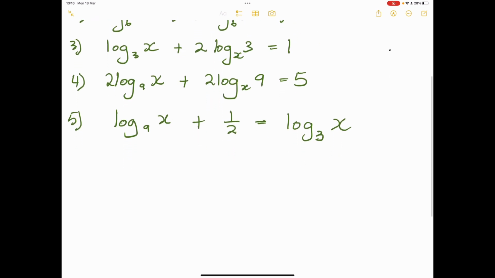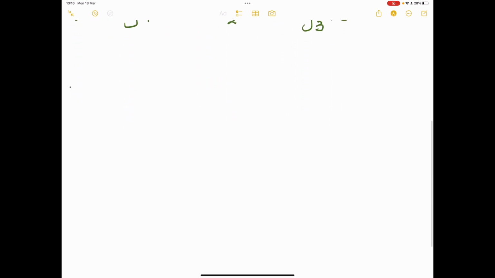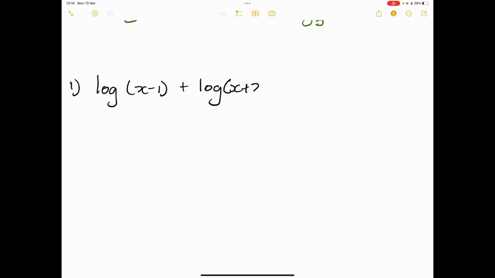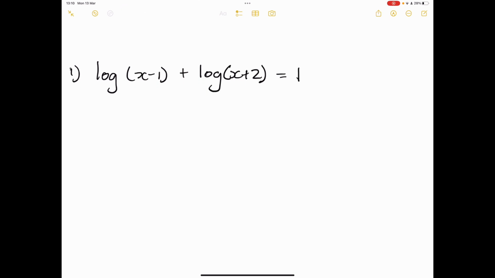We're given the log, base 10, of x minus 1, plus the log of x plus 2, and this is equal to 1. Right, now ladies and gents, I want you to please follow me in what I'm going to do.